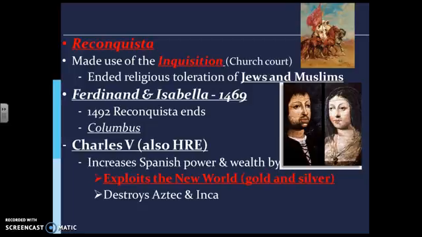Another important person in the development of Spain is Charles V. He was also HRE, which stands for Holy Roman Emperor. So he not only ruled over Spain, but also the Holy Roman Empire, which is mostly the countries today of Germany, Austria, Hungary, and most of Central Europe, essentially. He will greatly increase Spanish power by exploiting the New World, destroying the Inca and Aztec empires in the Americas, and using the gold and silver deposits found there to make his nation, Spain, very, very wealthy.